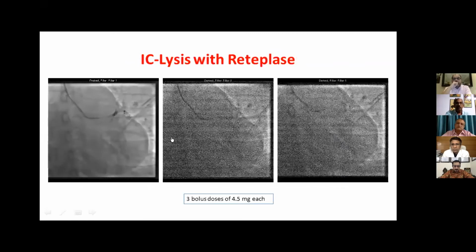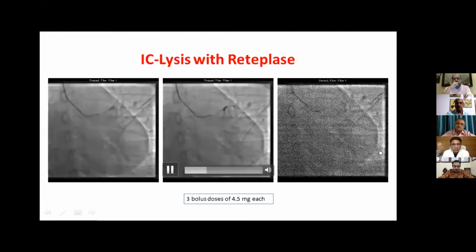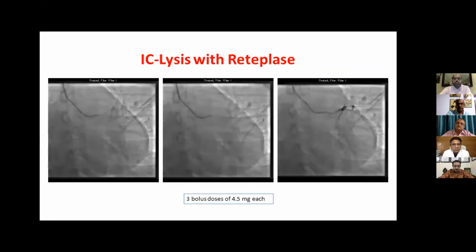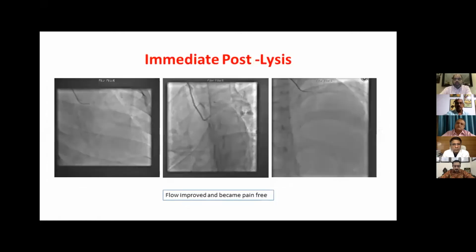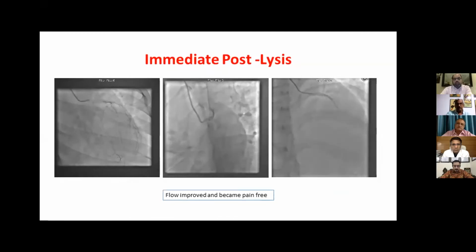You give intracoronary reteplase, 3 boluses of 4.5, very, very gradually, and wait. The most important thing is to wait in these patients. These are all typical young patients, less than 40 years of age, which is about 20% of our patients. If you read a JAMA paper, 24% were less than 45 years of age.